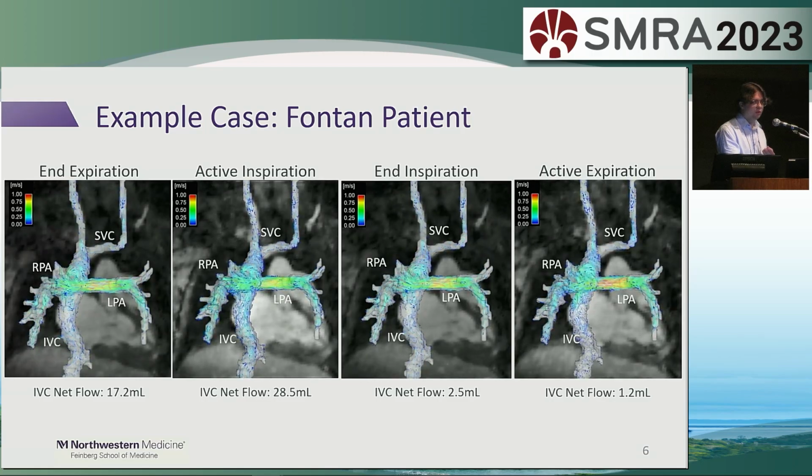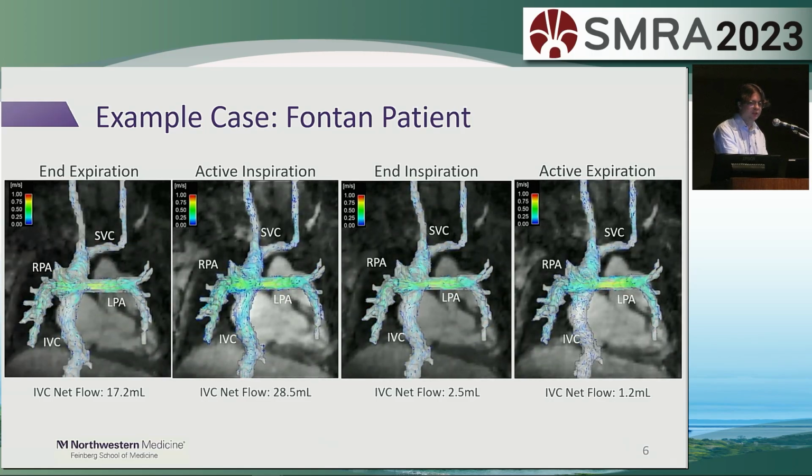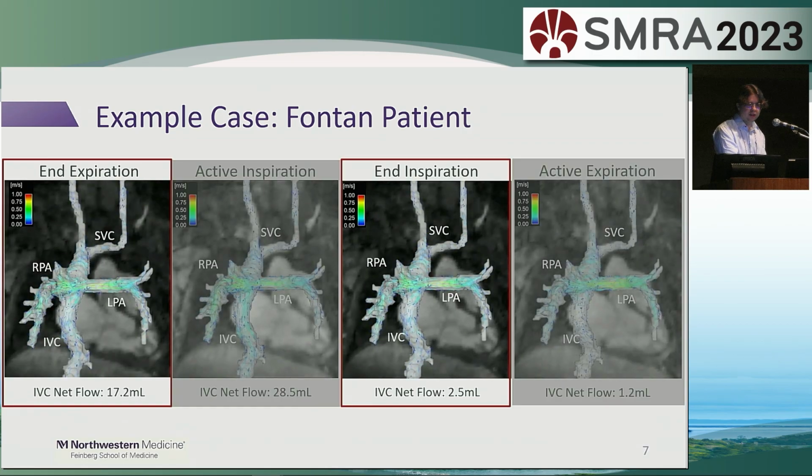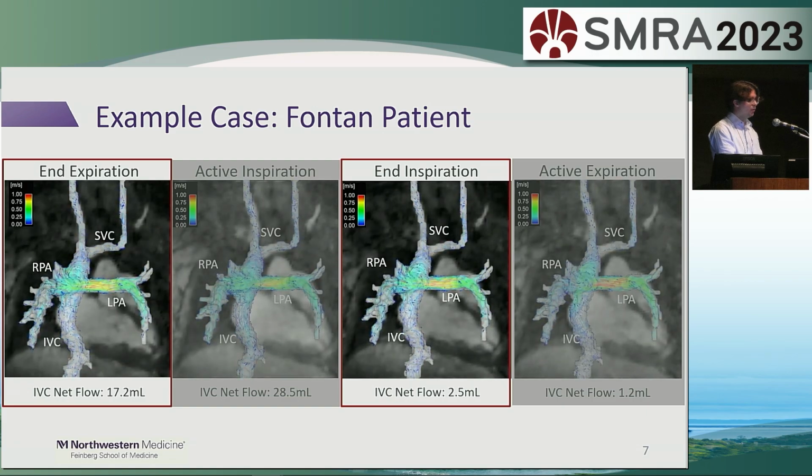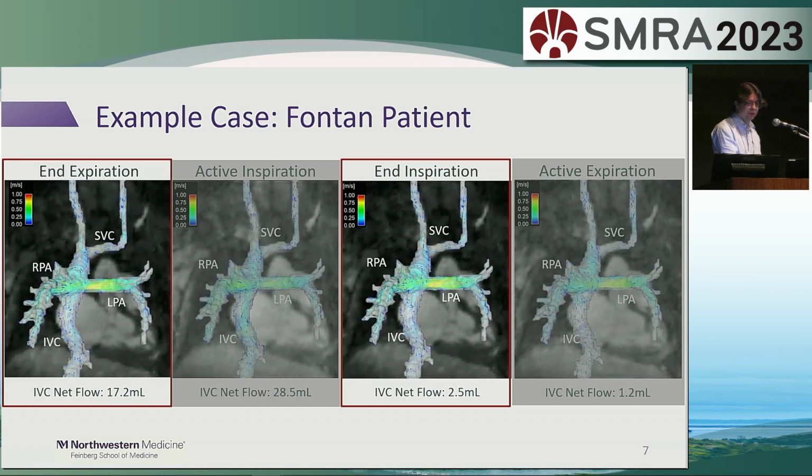I want to look at the IVC net flows, and you can see that they change quite dramatically as we go across the respiratory cycle. In particular, if we look at end expiration and inspiration, which we may do for breath holding or navigator gating, we can see there's quite a stark difference between them, and either alone will not give you enough information to truly understand what's happening.